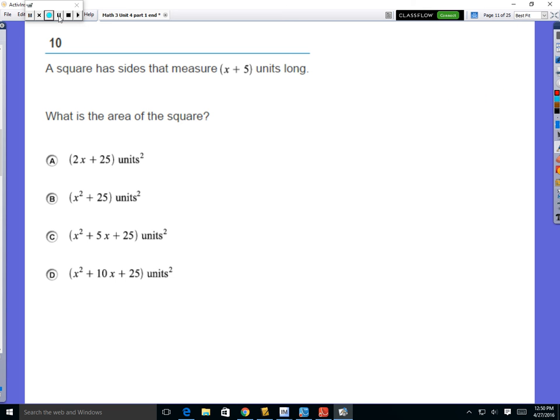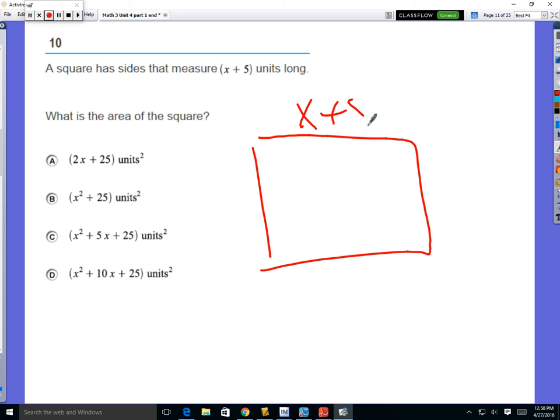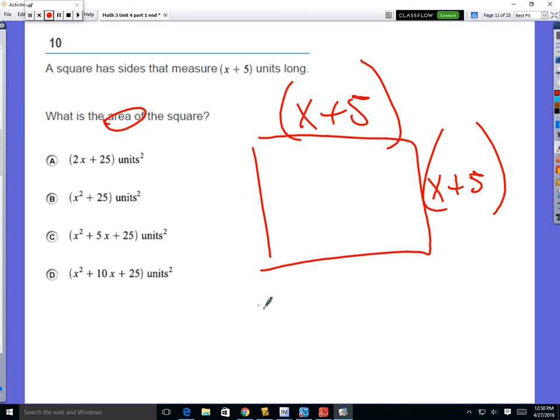We mess up. Jansen. A square has sides that are x plus 5 long. So that means it's x plus 5 there and x plus 5 there. So we got to find the area. Area is just base times height. So it is going to be x plus 5 times x plus 5, and then you got to distribute.